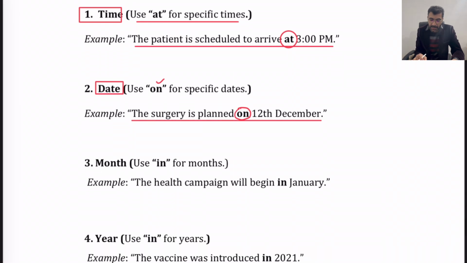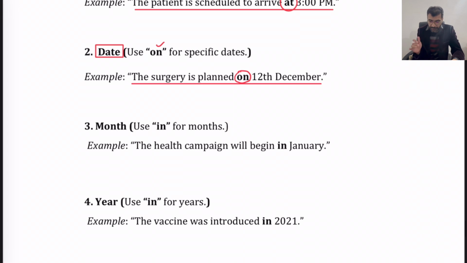For month, it's in. For year, it's again in. For morning, it's again in. So month is in. The health campaign will begin in January. For year, the vaccine was introduced in 2021.